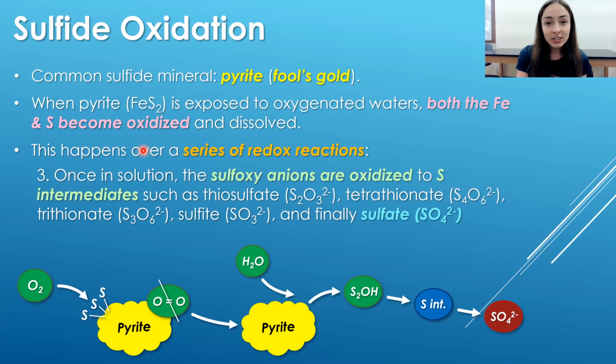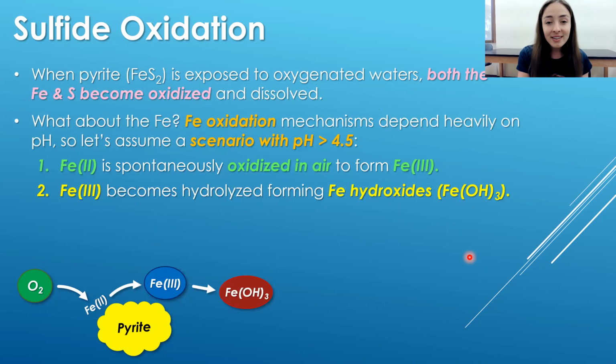Once in solution, they are oxidized further to sulfur intermediates such as thiosulfate, tetrathionate, trithionate, sulfite, and finally the most oxidized sulfur compound, sulfate. But the sulfur is not the only thing that's becoming oxidized. Iron also becomes oxidized because iron is also in its reduced state, iron 2, and the 2 here is just its oxidation state, which for the purposes of this video, you don't really need to understand.